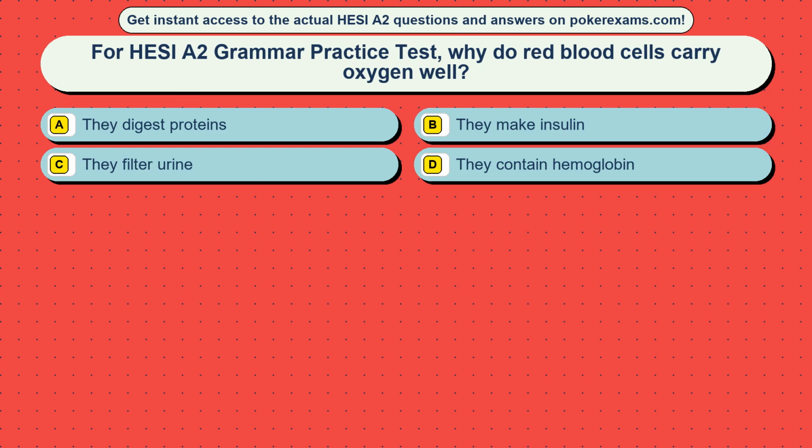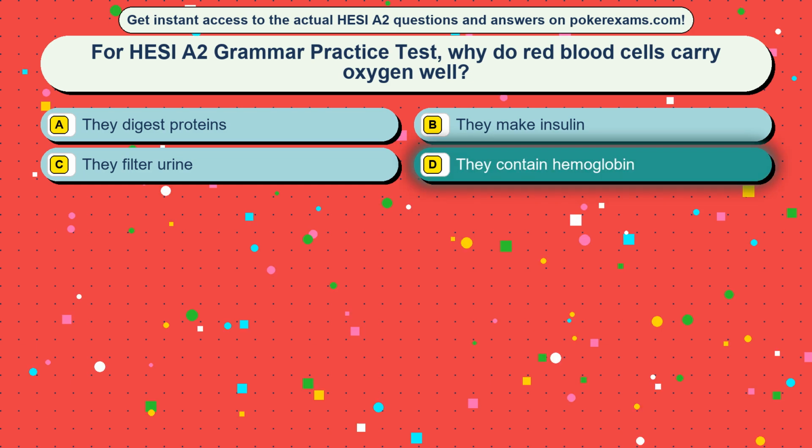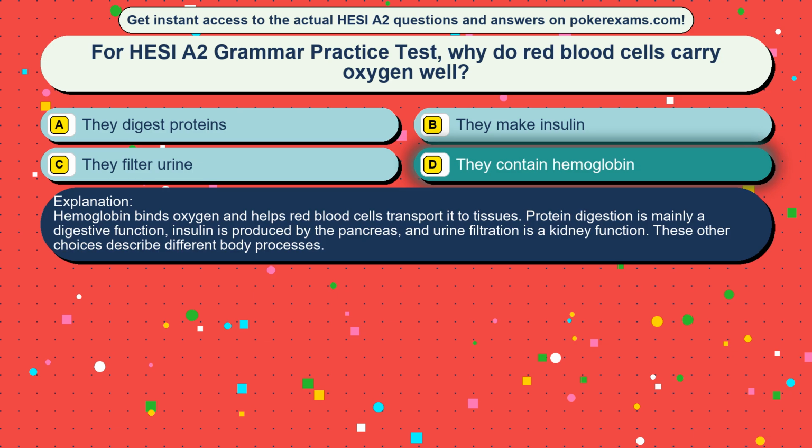Question 42. For HESI A2 grammar practice test, why do red blood cells carry oxygen well? Option A, they digest proteins. Option B, they make insulin. Option C, they filter urine. Option D, they contain hemoglobin. The correct answer is option D, they contain hemoglobin. Hemoglobin binds oxygen and helps red blood cells transport it to tissues. Protein digestion is mainly a digestive function, insulin is produced by the pancreas, and urine filtration is a kidney function. These other choices describe different body processes.